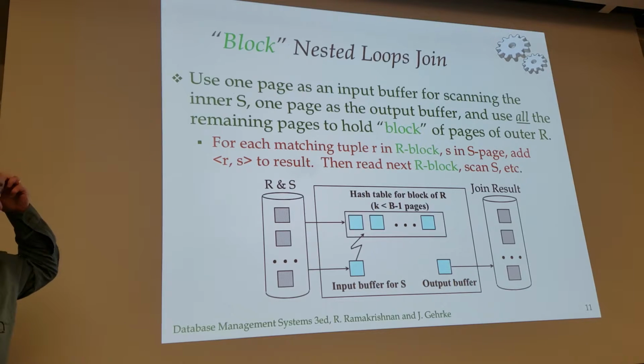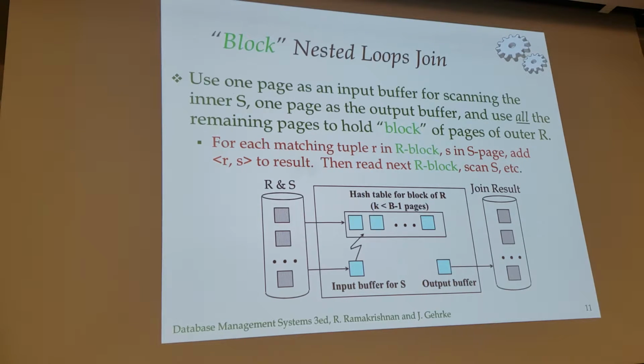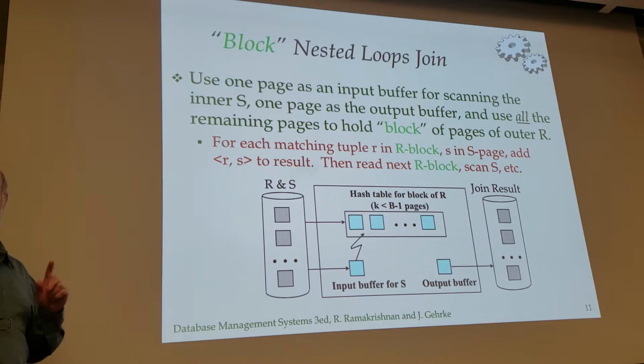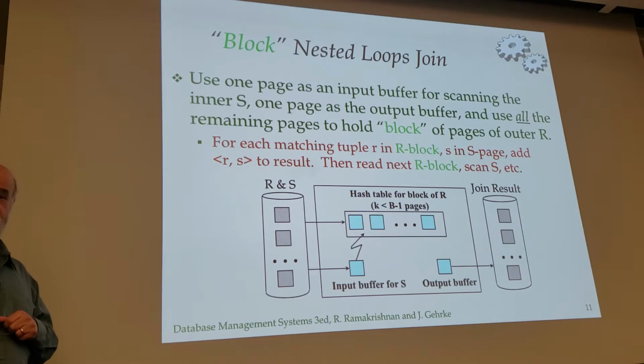When I'm done with my one buffer for S, I go on to the next buffer for S, and the next buffer for S. And for that same hash table with the first B minus 2 blocks that I have of R, I'll do this for every block of S and every tuple inside that block. And when I'm done, I've matched up those B minus 2 blocks of R with all of S.